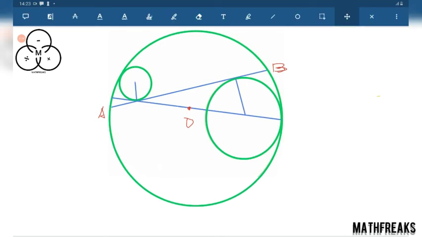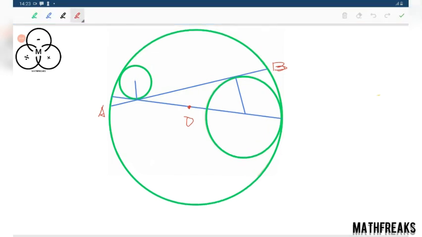Let S1 be a circle with center in R1 touching AB at X. This is the touching point X. Radius is R1. This is S1. Also touching S internally. This is circle S. Let S2 be a circle with center in R2. This is region 1, region 2.